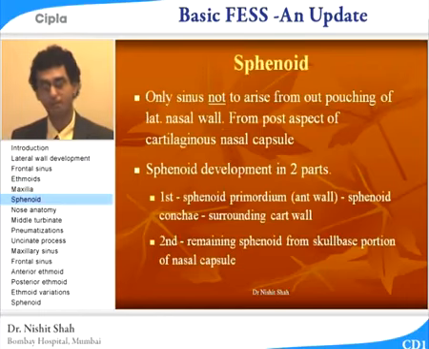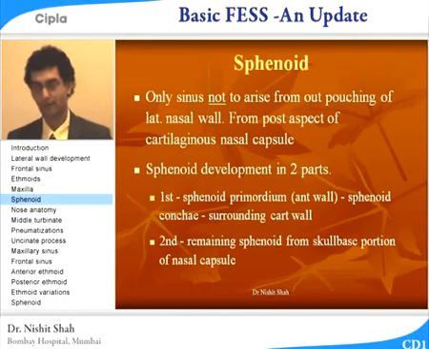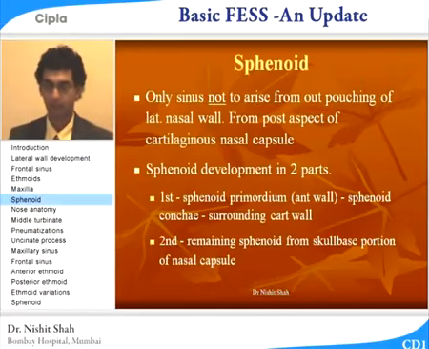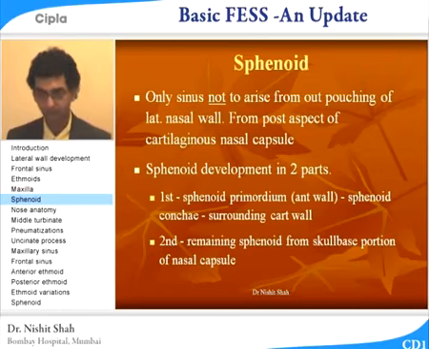The sphenoid is probably the most important sinus developmentally, and most of the major progress of man, as we see from the early days, has been in relation to the sphenoid. So as the sphenoid is developed, man has evolved, has progressed. And this sinus is the only sinus not to arise from the lateral sinus wall, but from the cartilaginous aspect of the nasal capsule. It develops in 2 parts. The initial part is the anterior wall from the sphenoid primordium and the sphenoid conchae, which forms the surrounding cartilaginous wall, and the second part is from the skull base portion posteriorly coming anteriorly.